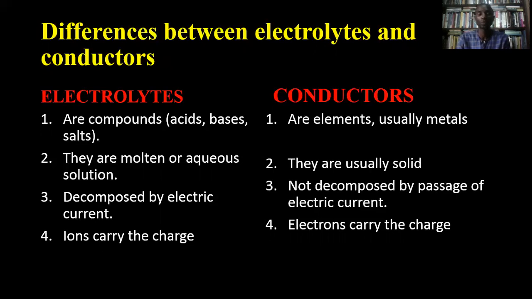Another one we can also point out is the charge carriers. Electrons carry the current in the conductor, while ions are the charge carriers. They are the ones that carry the current in the electrolytes. So these are the ways in which we can differentiate electrolytes from conductors.